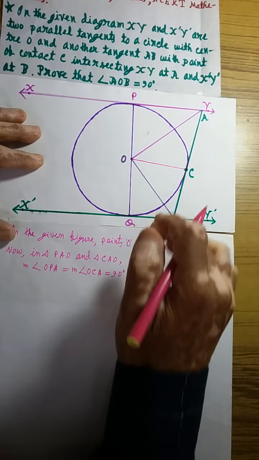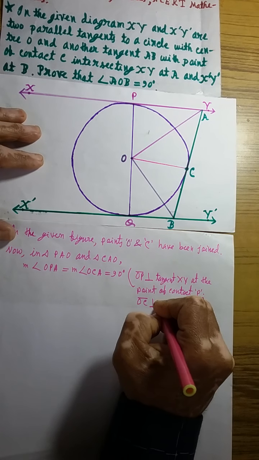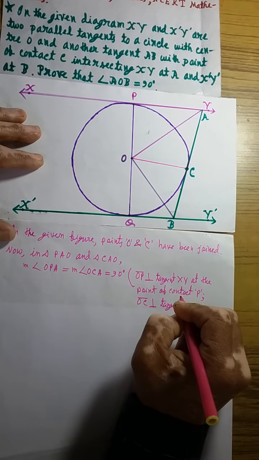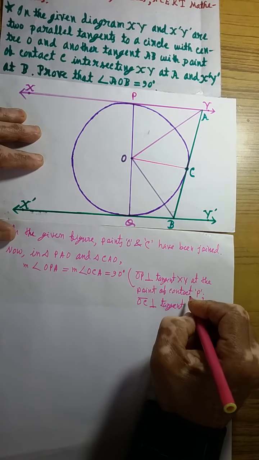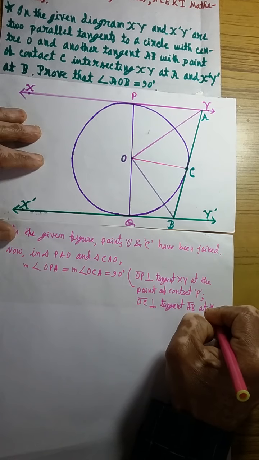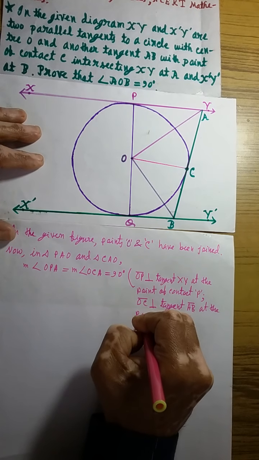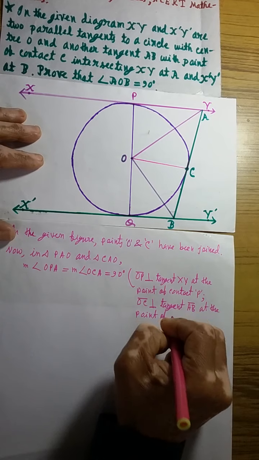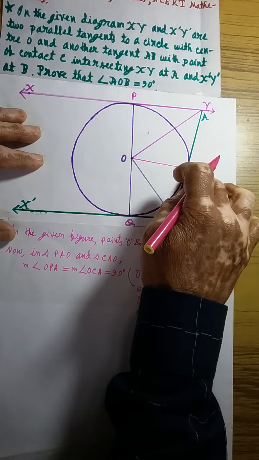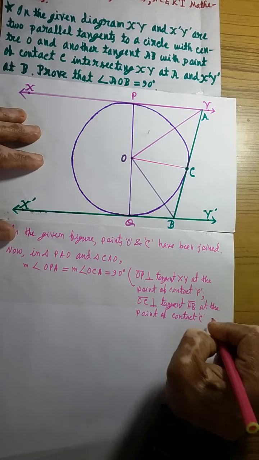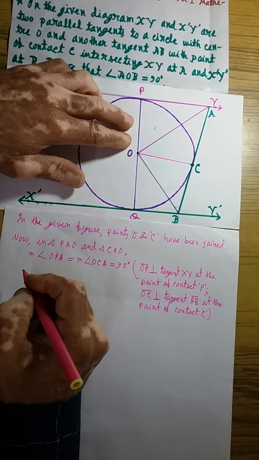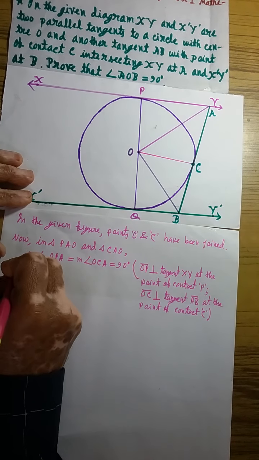OC is perpendicular to the tangent AB at the point of contact C. After this, proceed in this way.